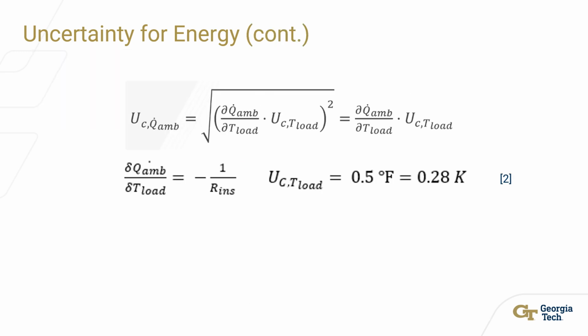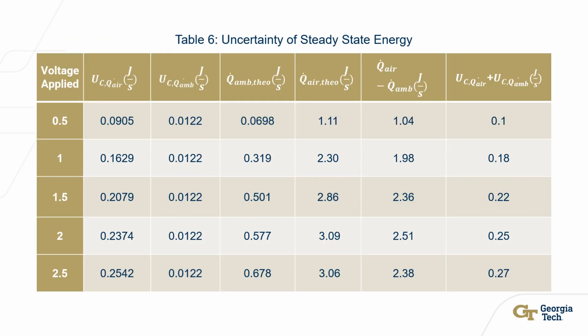The uncertainty analysis was also completed for the energy entering the system from the environment. There's only one partial in this case, which has to do with T load, and the equipment uncertainty was found from the previous slide. As seen from the first two data columns, the uncertainty from the energy transferred to the cold air is much higher than the uncertainty of the energy entering the system from the environment.